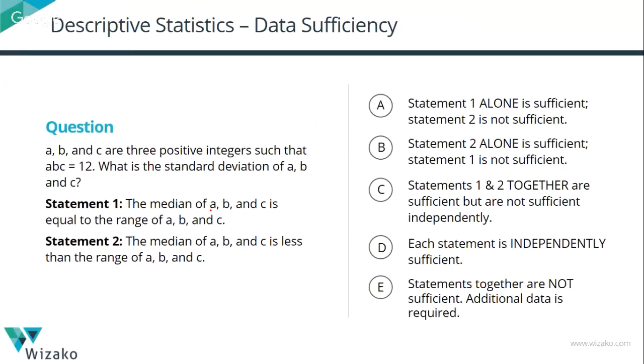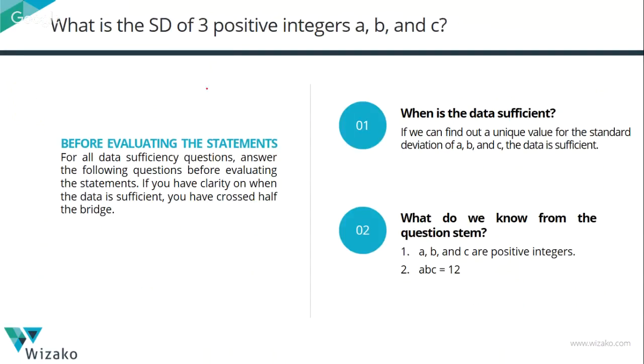A, B, and C are 3 positive integers given in the question, such that the product ABC equals 12. What you need to find out is the standard deviation of A, B, and C. When is the data sufficient? When you have a unique value. You should be able to say the standard deviation is equal to 8 or the standard deviation is equal to 12. You need to be able to come up with a unique number for it.